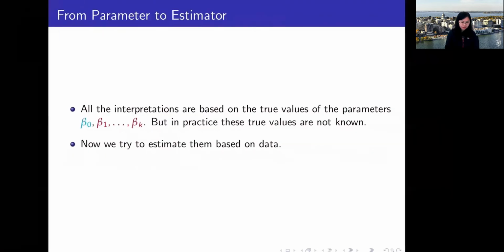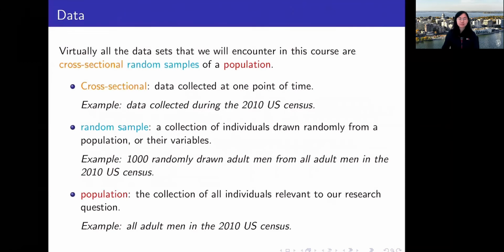So all of those interpretations are based on the true values of the parameters. These true values of the parameters, these betas, in practice are unknown. And we try to estimate them based on the data. So the main goal of econometrics is to try to estimate the unknown parameter values using data. So the first step is to get a data set.